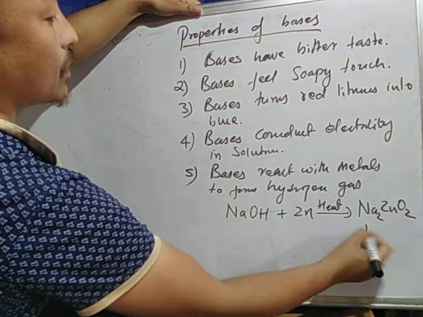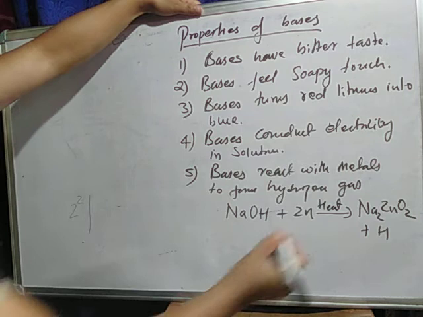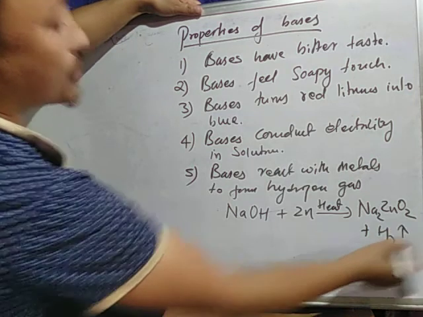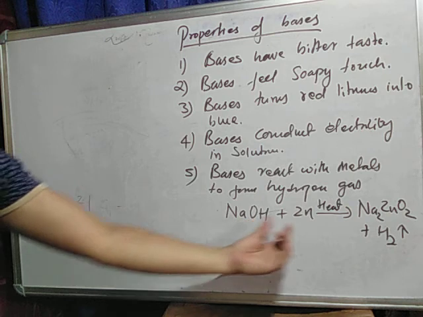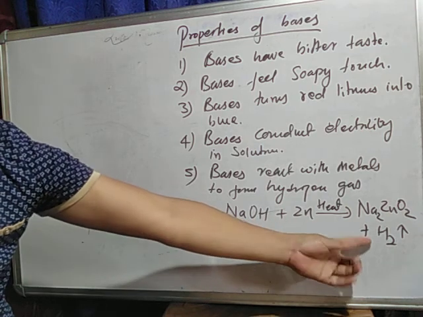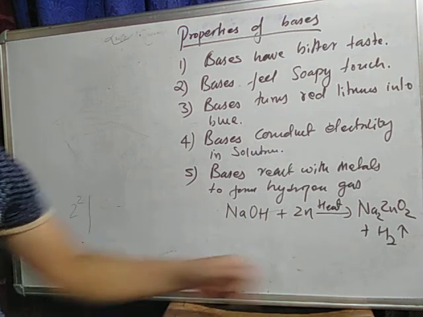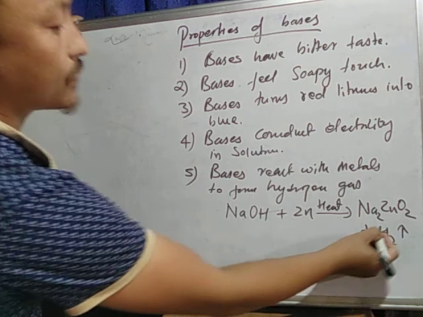ZnO2 plus hydrogen gas. So this sign is your gas. So base reacts with metal, gives hydrogen gas. Hydrogen H. This is your H. Hydrogen gas.